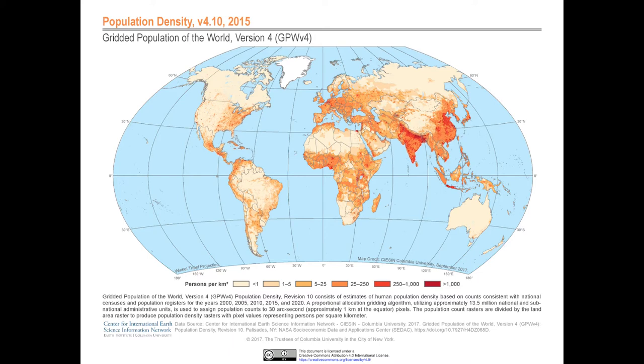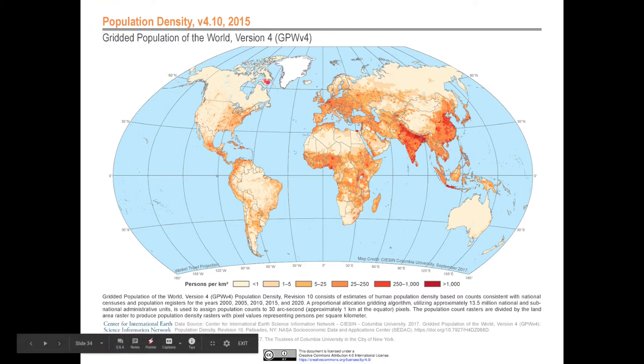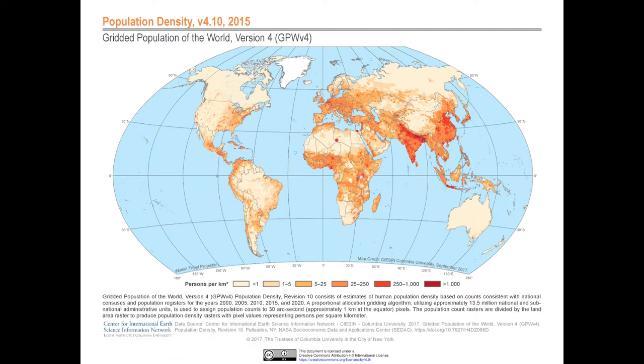I don't know why I put this here. It's another view of population density of the world going from very, nobody's there, almost nobody's there, to everybody's home. And if we could see New York and New Jersey, we'd see everybody's home there too.